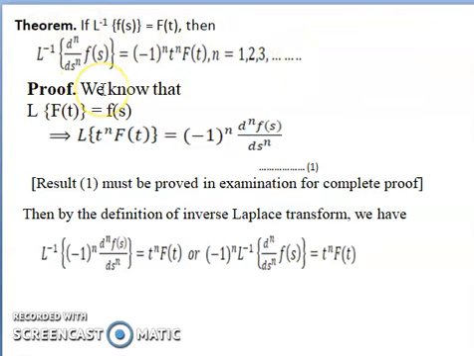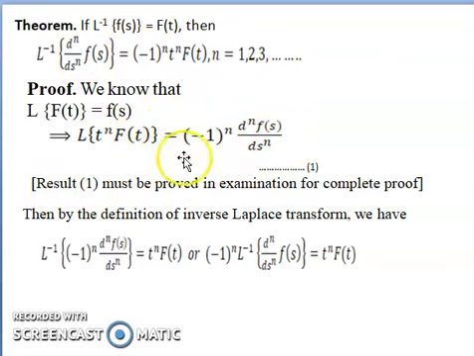So now see the proof. We know that L of f(t) equals F(s), and L of t^n f(t) equals (-1)^n d^n/ds^n of F(s). We have already proved this part when we discussed the Laplace transform and derivatives of Laplace transform. So this is the part of derivatives of Laplace transform.